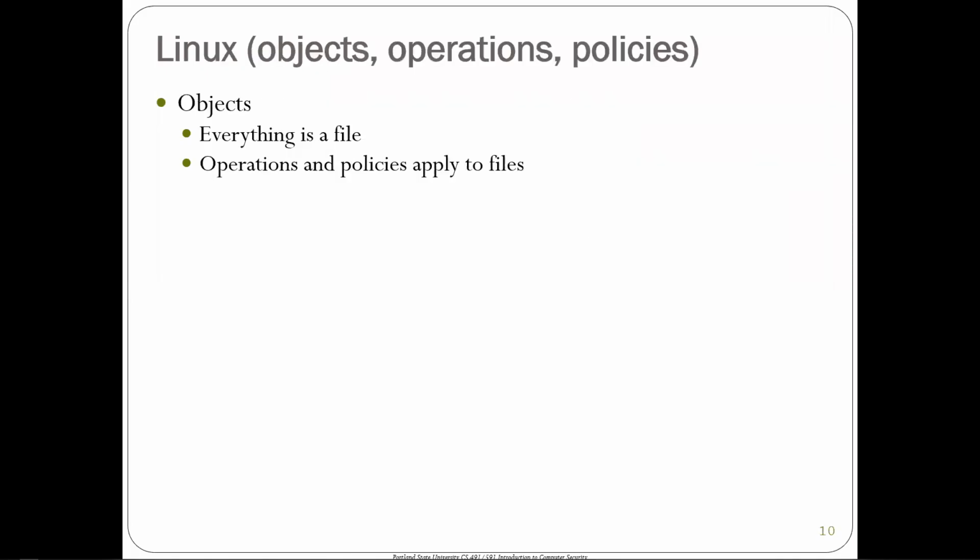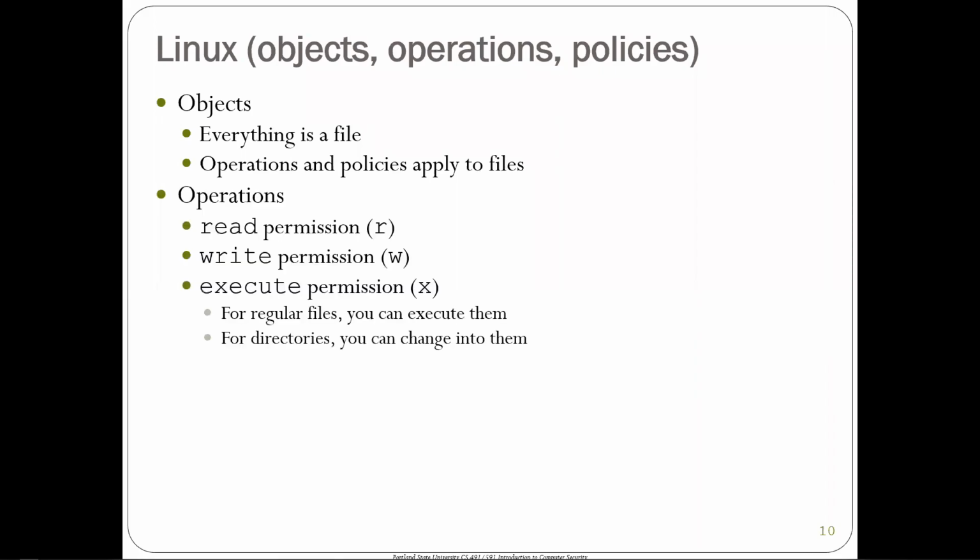Okay, so those are the subjects. We're now going to talk about the objects, the operations, and the policies. The objects are really easy because Unix has said everything's a file. So everything that you want to protect is associated with a file. So it's all done uniformly. That's nice. And then when you want to define operations on objects, these policies also are associated with the file.